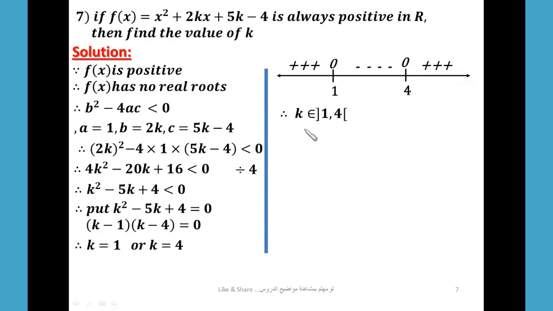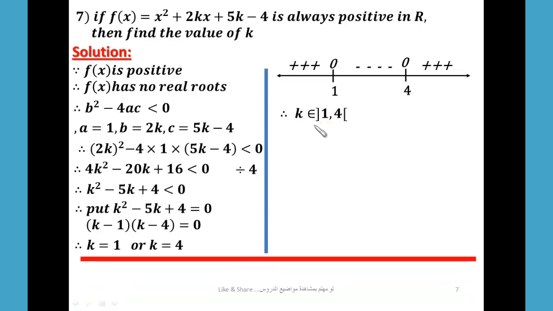So k belongs to the open interval 1 and 4. The values of k which make the inequality true, which make k squared minus 5k plus 4 less than 0, must lie between 1 and 4, and not equal 1 and not equal 4. So k belongs to (1, 4), and these are the values of k which make x squared plus 2kx plus 5k minus 4 always positive.